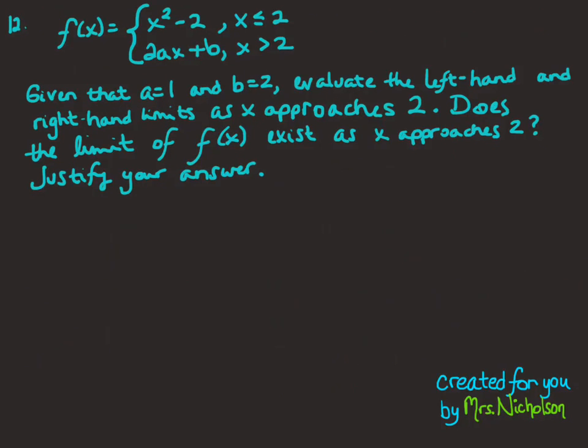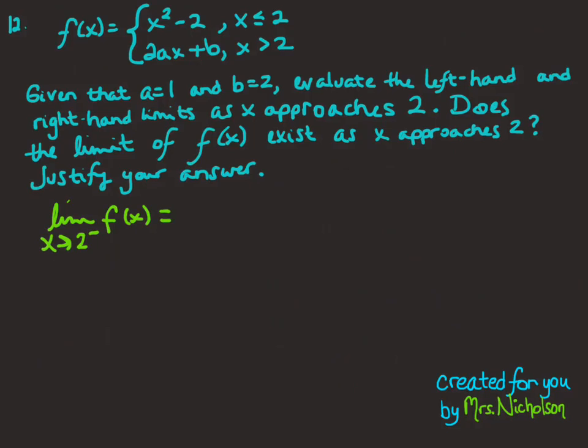The first part of this question has this piecewise function, and it says, given that a equals 1 and b equals 2, evaluate the left and right hand limits as x approaches 2. Does the limit exist? Justify your answer. So let's start with the limit as x approaches 2 from the left of this function.